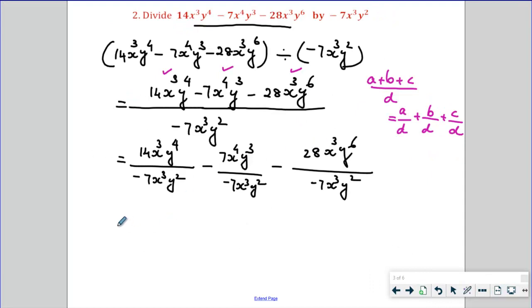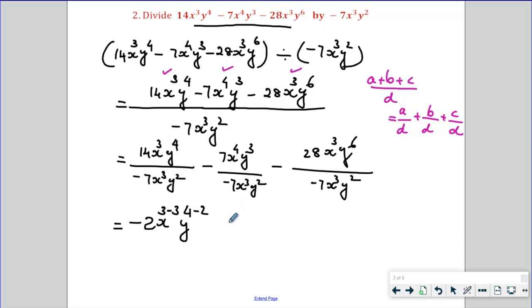So here then, this previous method we can use. First we have to check the sign: here plus, here minus, so in our answer it is minus. Then you have to take 14 and 7, 14 divided by 7, that is equal to 2. The second variable is x, the power is 3 minus 3, and the next variable is y, we can write y, the power is numerator 4, denominator 2, 4 minus 2.